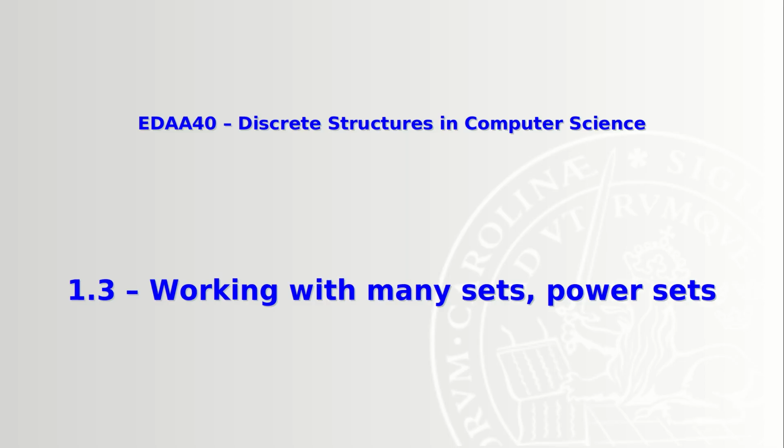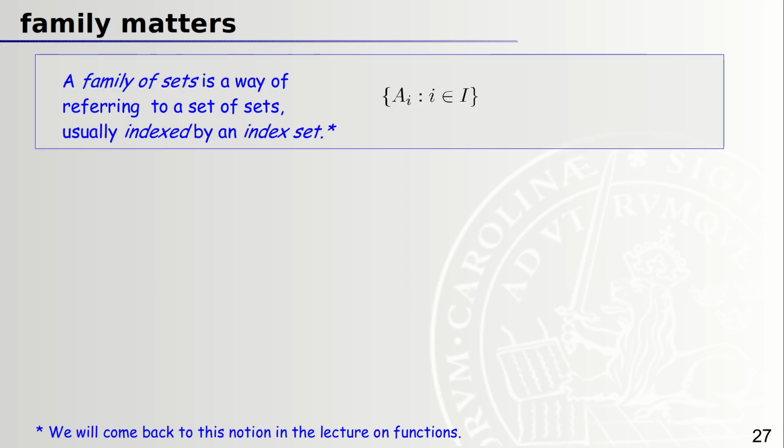Hi. In the previous segment, we looked at ways of defining sets and operations on pairs of sets. In this one, we shall discuss working with multiple sets and also the concept of a power set. We often define not only one single set, but a whole collection, in fact, a whole set of sets that are related to each other in some way. We call such a set of related sets a family of sets.